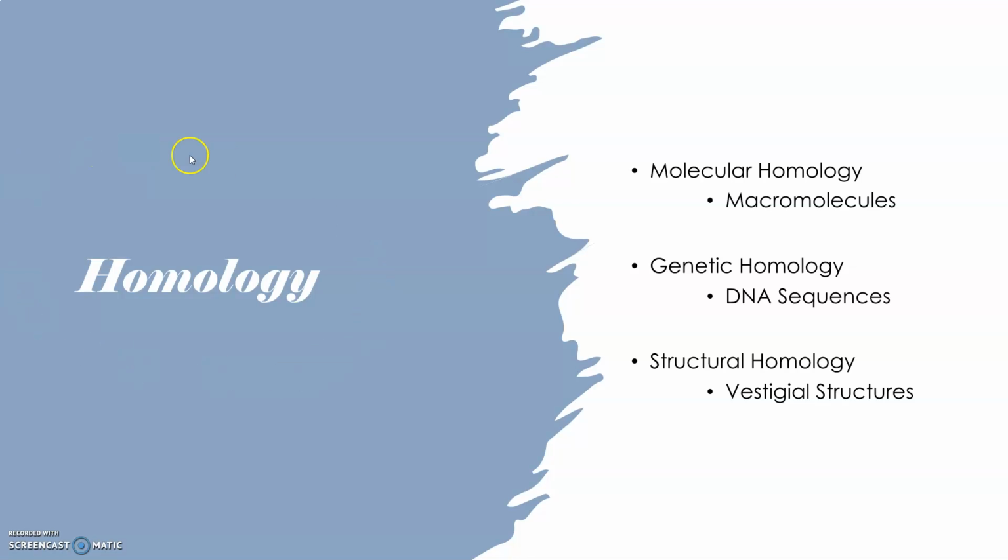These are characteristics that are similar between different species, and there are many different types of homology. Molecular homology, to me, is probably one of the bigger ones. Molecular homology is looking at the similarities between the different macromolecules of the organisms: DNA, lipids, carbohydrates, and proteins. With molecular homology, you can compare whether the proteins are the same or different, and you can see that there are macromolecules that are conserved across all spectrums of life.